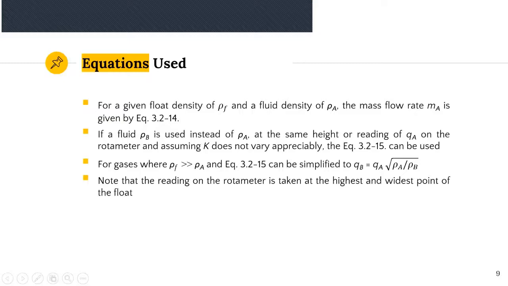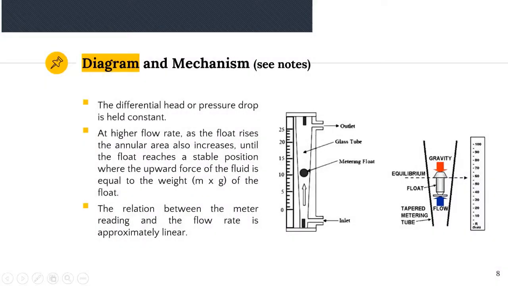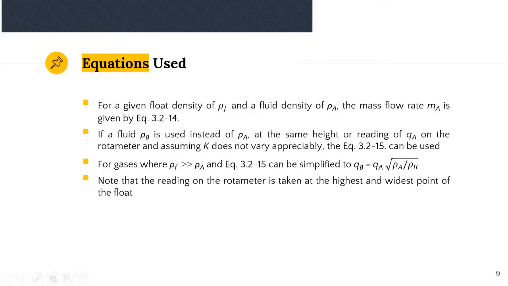Again, this is the one I made a note of in the previous slides: the reading on the rotameter is taken at the highest and widest point of the float. So if this one has the same widest area, I will take the highest point, which is this one. If you do not have any questions, then I will move to the next topic. But if you have, please let me know.